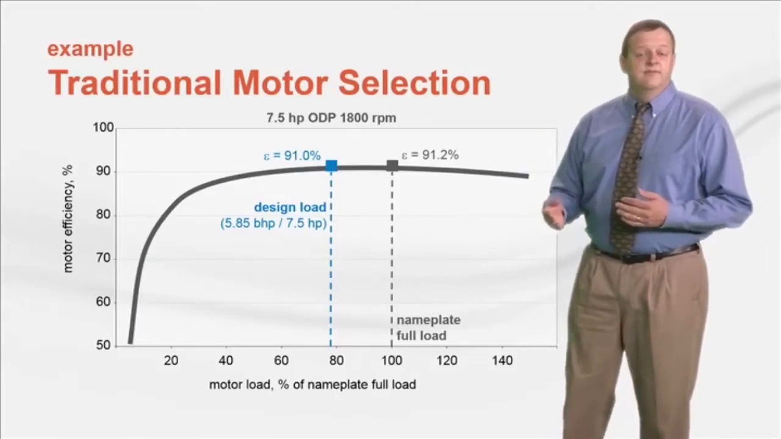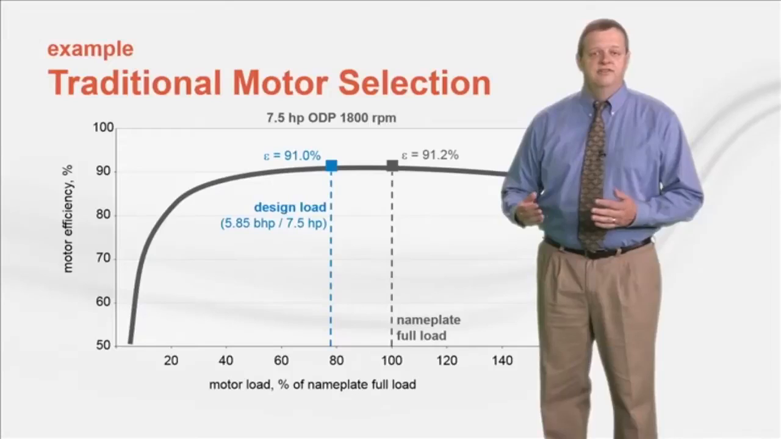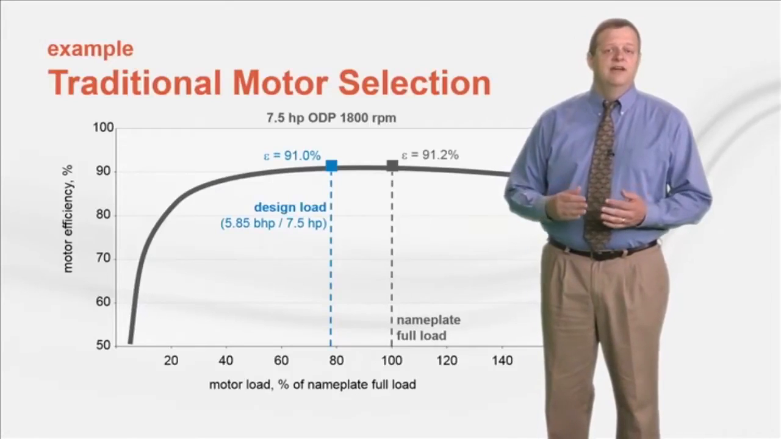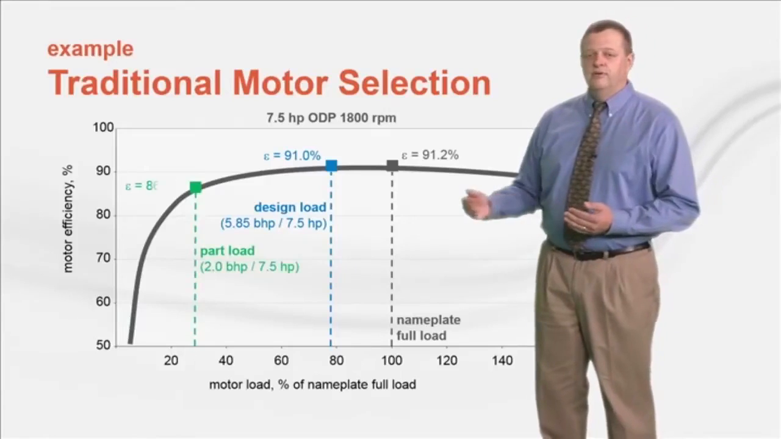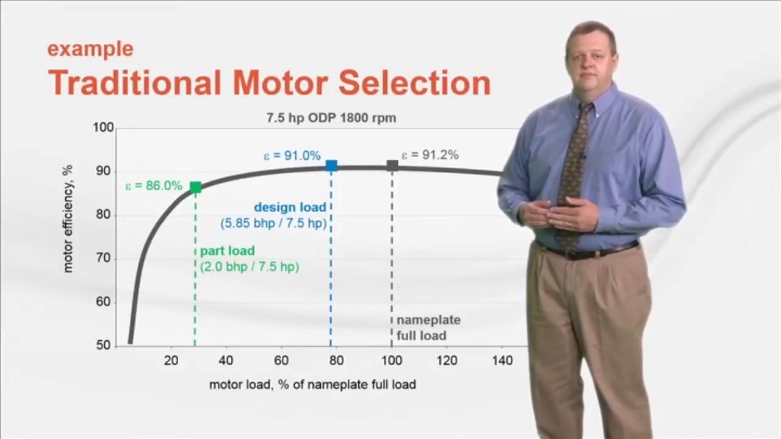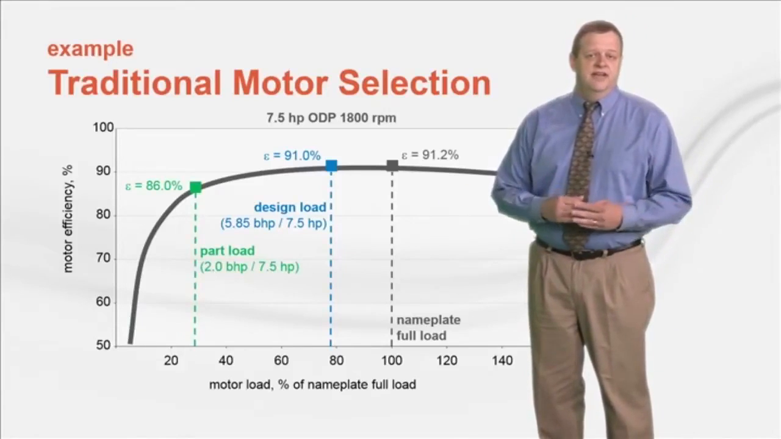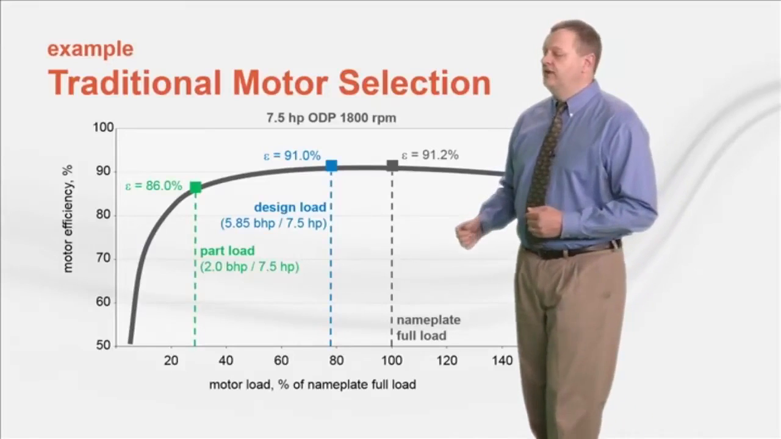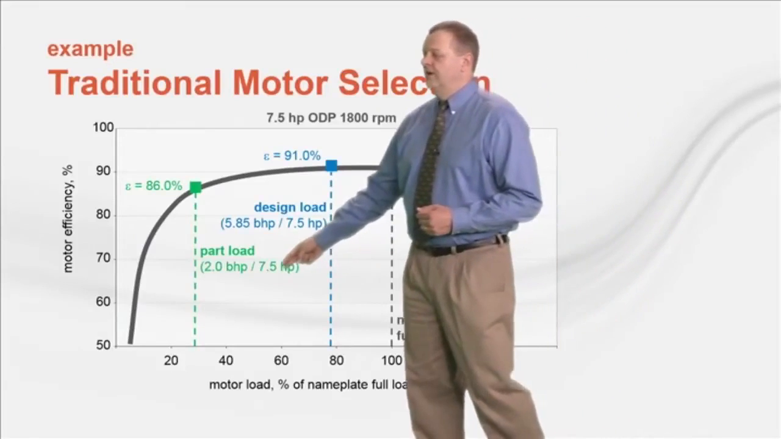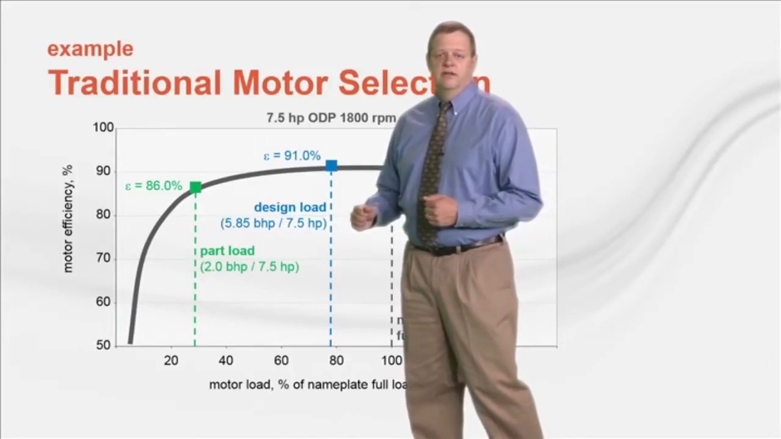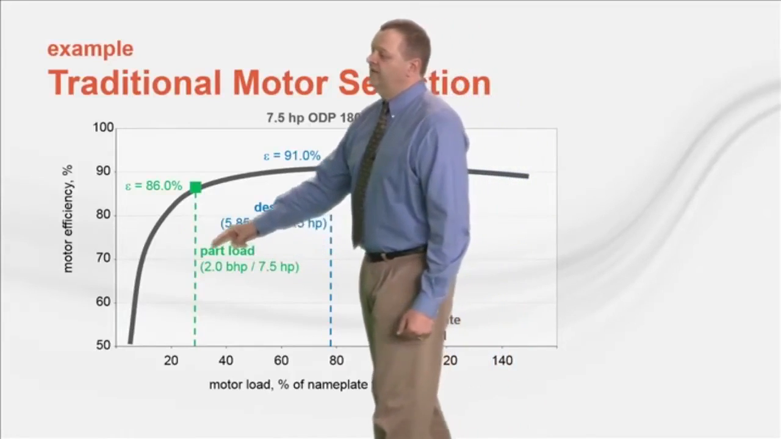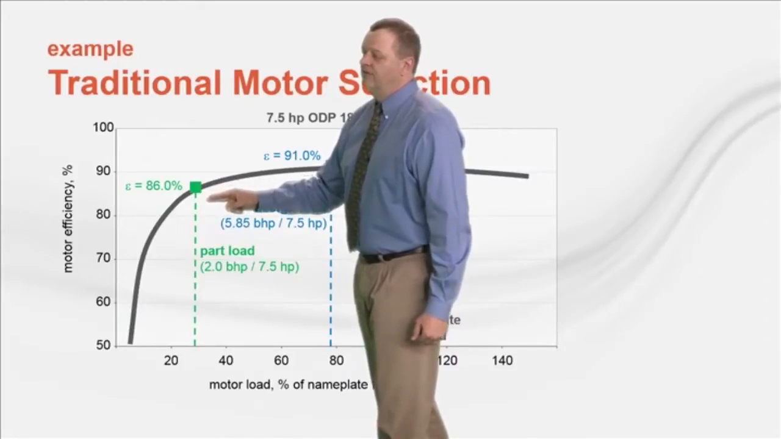But in a VAV system, the fan will operate at reduced airflow for much of the year, and the power drops off exponentially with this airflow reduction. As an example, for a single-zone VAV system, at 70% of design airflow, fan power decreases to 2 brake horsepower, which is 27% of the nameplate motor load. At this reduced load, the efficiency of this example motor drops to 86%.